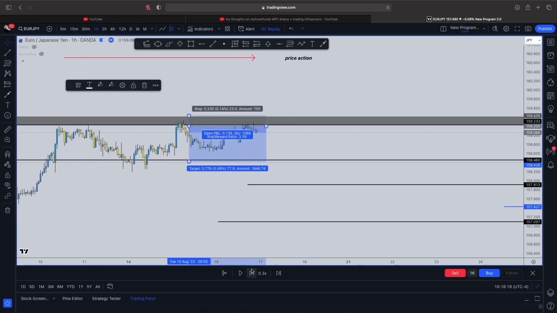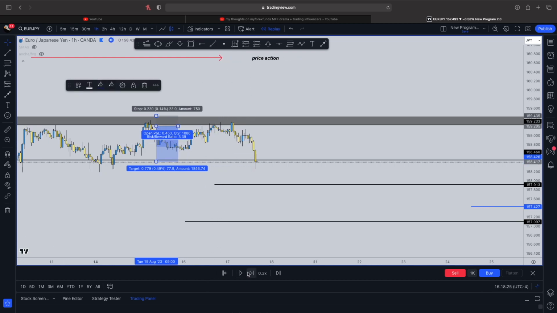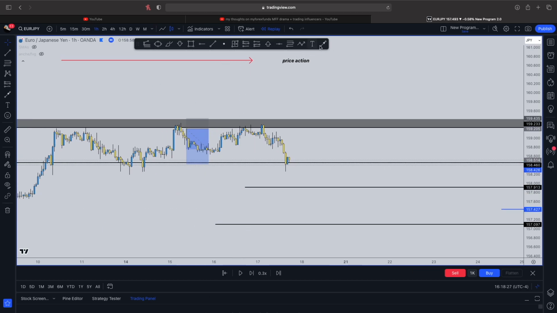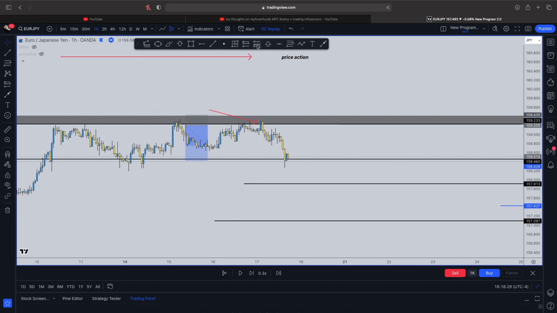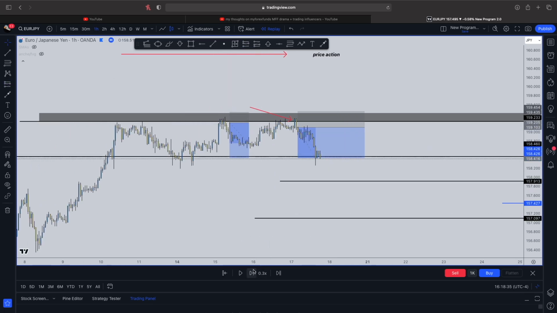See right here, price actually never takes profit. It's going to end up taking profit right there. But look, you could have taken another entry over here, another entry right here, where you could take profit at this level right here, and then boom.